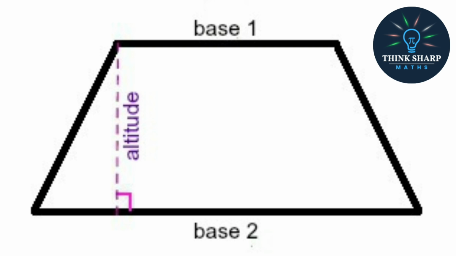Altitude of a trapezium means what? If you draw a perpendicular from the corner to the opposite side, the opposite base, then it is called the altitude. Altitude means the height of the trapezium. How much is the height of the trapezium? So we always have to draw a 90-degree line, meaning perpendicular to the base.